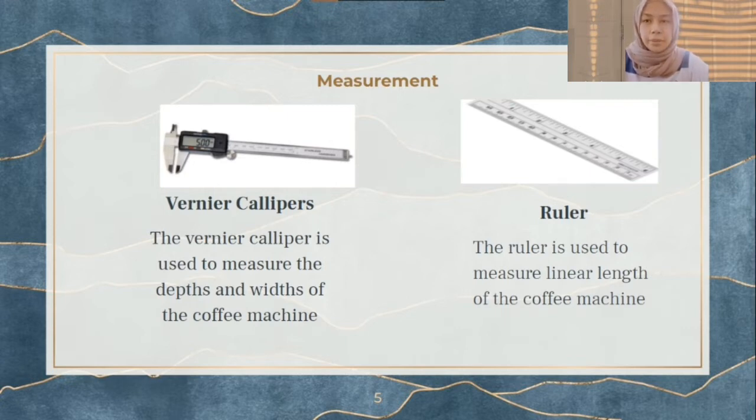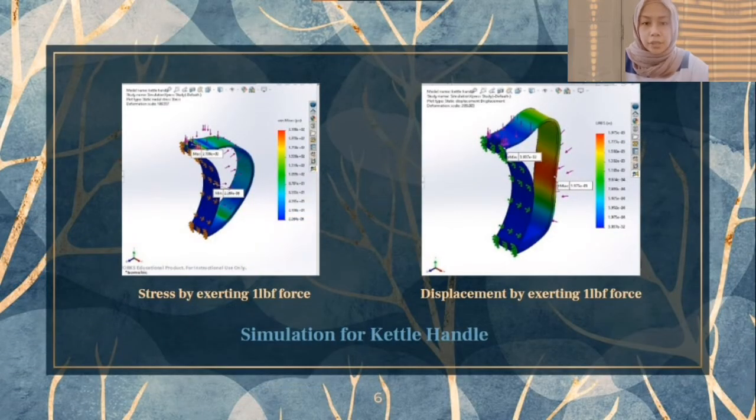Next, we also use the ruler. The ruler we use to measure the linear length of the parts. Linear lengths that we measured in the project are the lid, the base, the water container, and so much more. And next, we will proceed to the simulation.